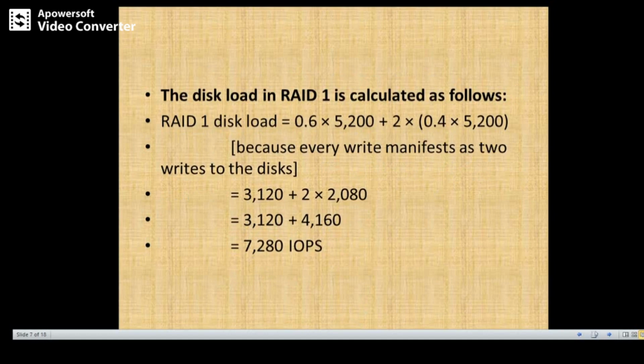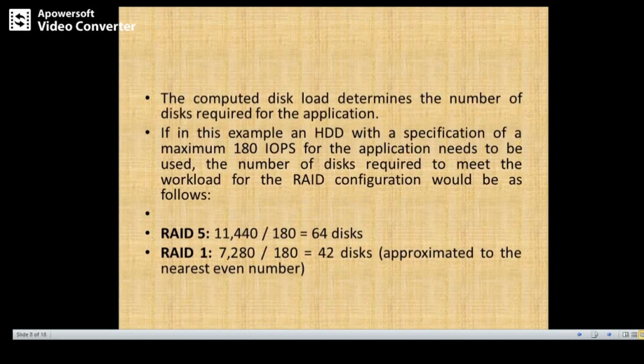The disk load in RAID 1 is calculated similarly. For RAID 1, what is the write penalty? The write penalty is 2. So 0.6 × 5200 plus write penalty × 40% of 5200. So you will get 7280 IOPS.